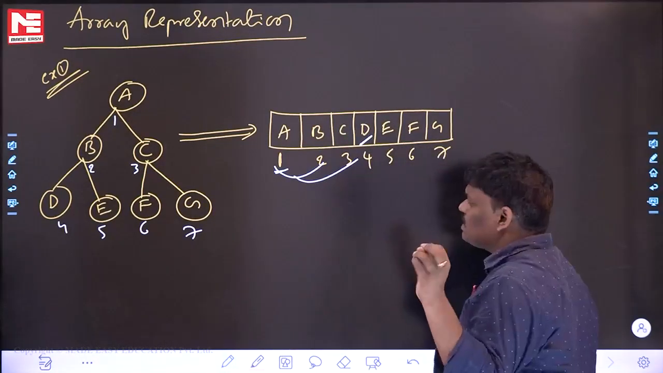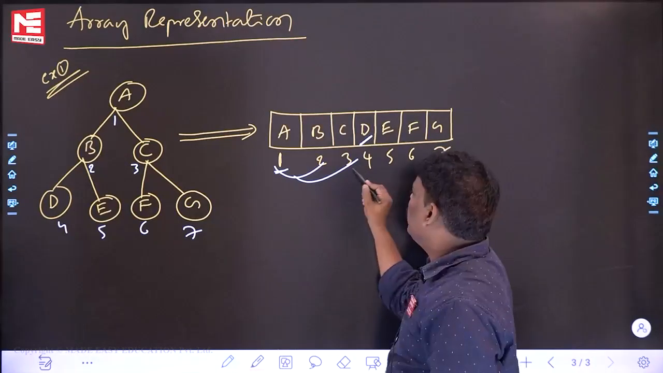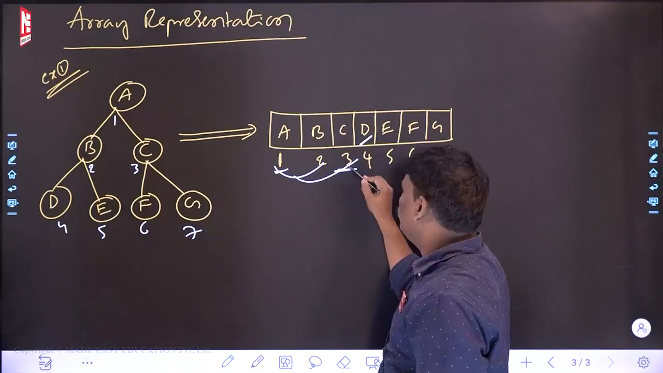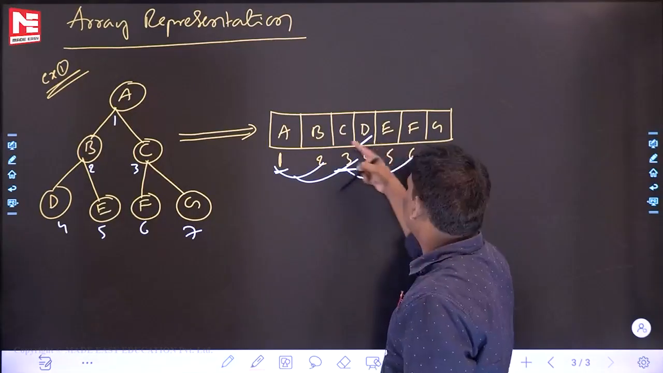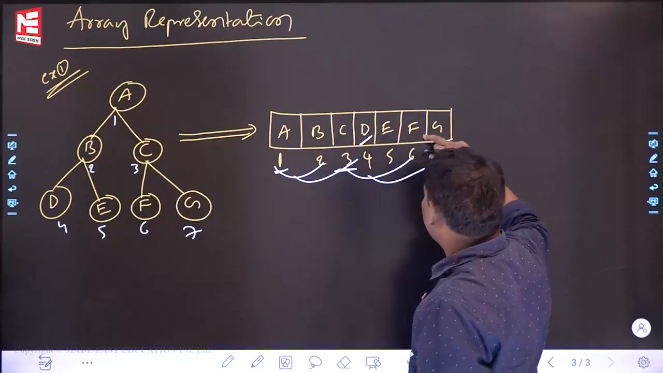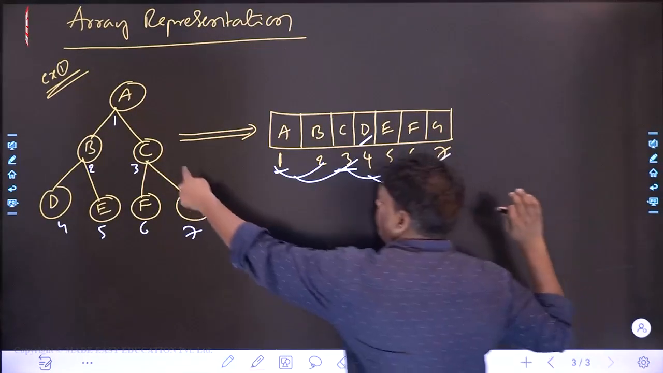Those people who are thinking, sir, I am not getting it, can you check here also? Can you say, what about 3's left child? If you want the children, next level, into 2 you do. 3 into 2, 6. I think C's left child is F. Right child, plus 1. C's right child is going to be G. If you want, you can check.